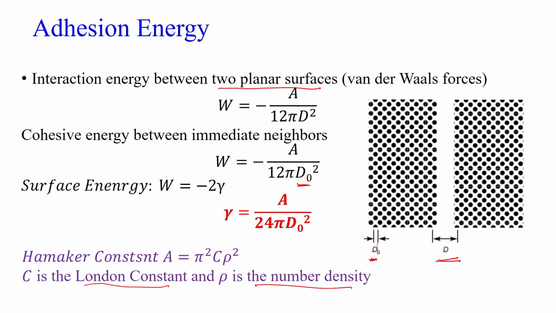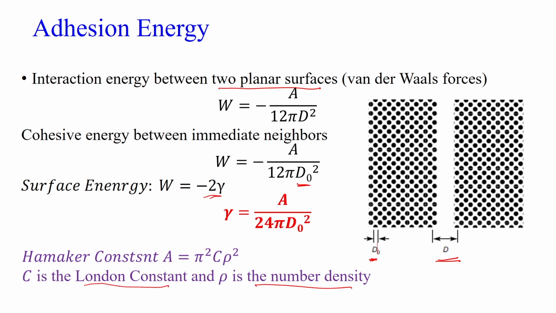So, the cohesive energy will have the same expression, only we are replacing d with d naught. Now, the cohesive energy is twice the surface tension. So, from here we can calculate the surface tension is equal to A upon 24 pi d naught square. Here we are considering the cohesion between two layers, or you can say two internal layers, of that particular solid, and the distance between them we are considering d naught. So, in this method, if we can calculate the adhesion energy theoretically, we can calculate the value of surface tension.